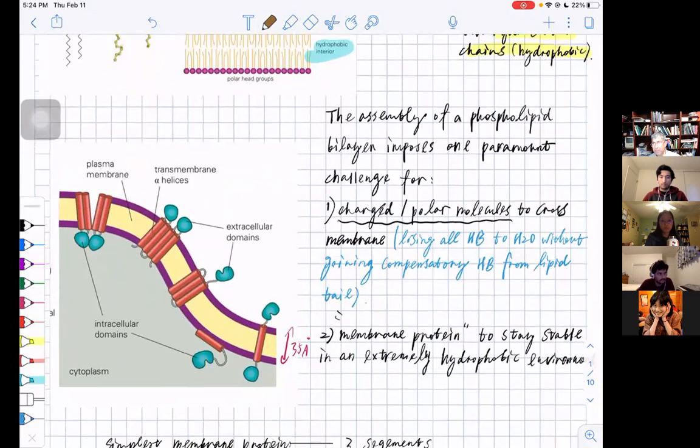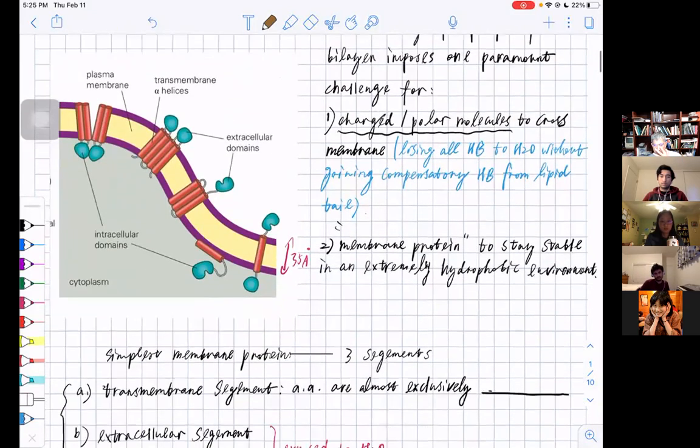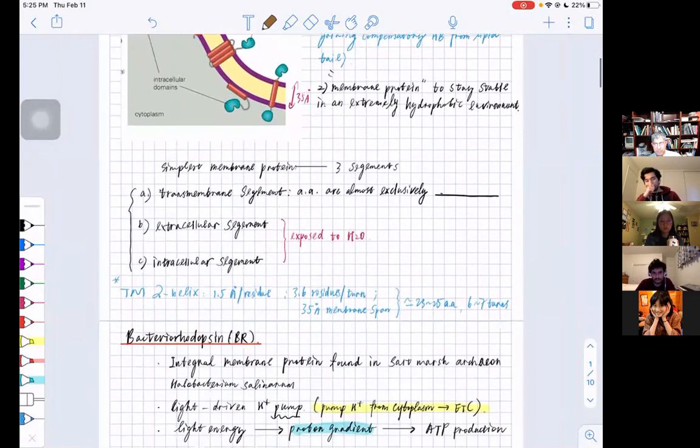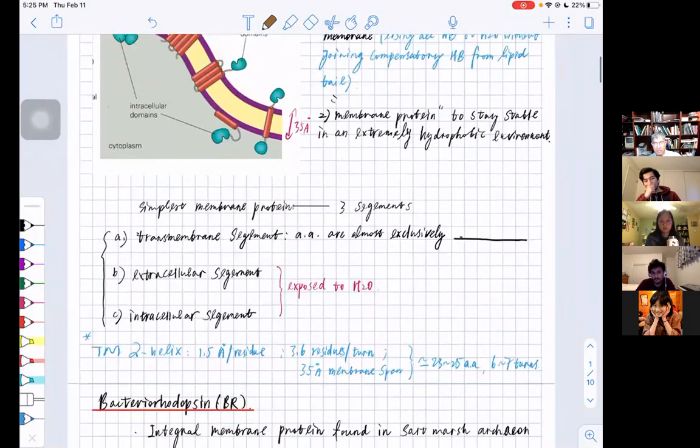But it also imposed a challenge for the membrane protein. How do they stay stable in the extreme hydrophobic environment? All right, so the simplest membrane protein basically has three segments: the transmembrane segments, which consist almost exclusively of hydrophobic amino acids, and the extracellular segment and intracellular segment, which are exposed to water.